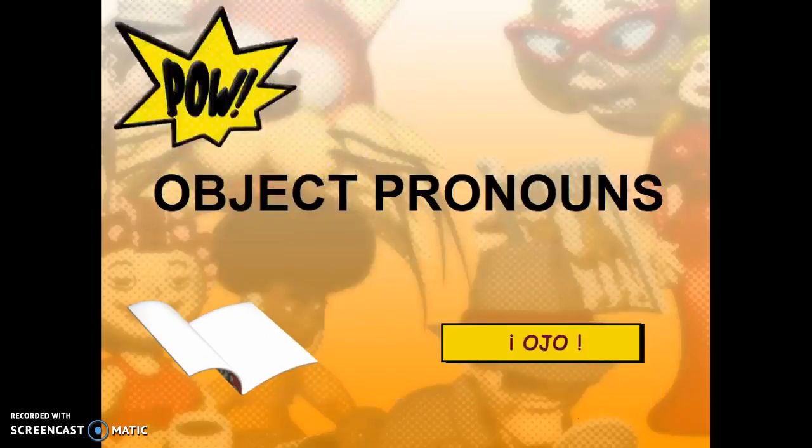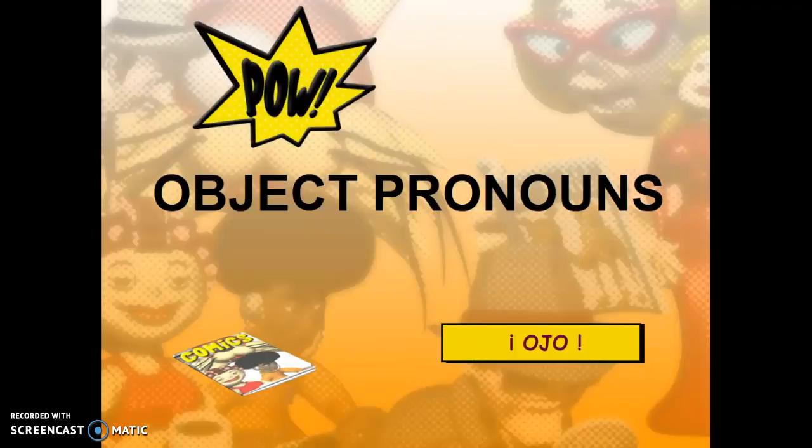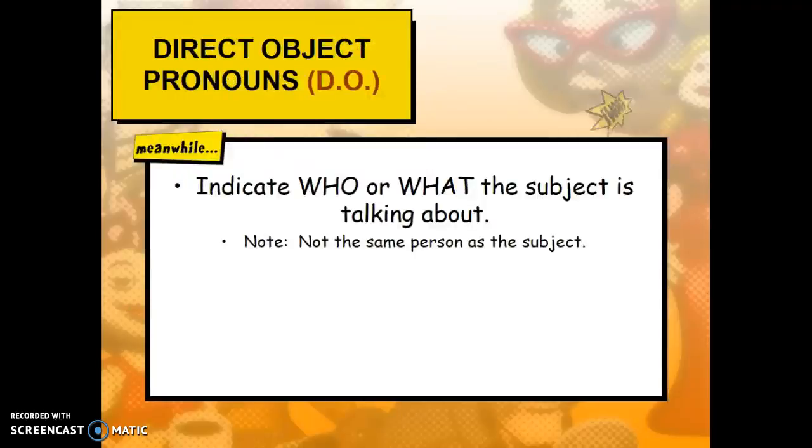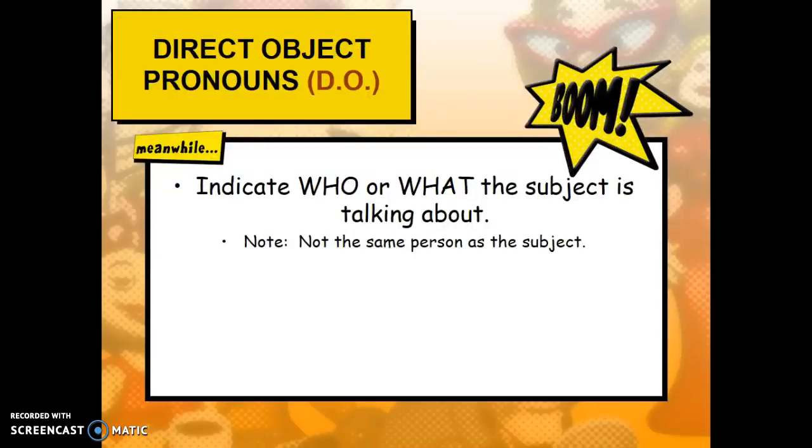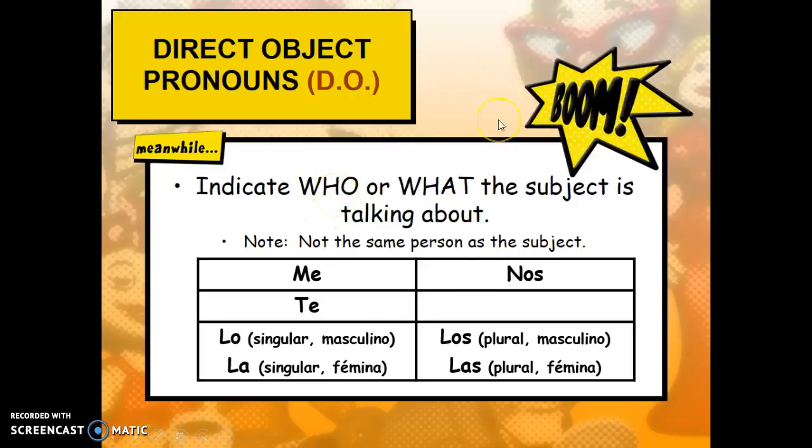So let's look at what object pronouns are. You already know what some of these are, or what they are in general. You know the direct object pronoun, DO, remember? DO, direct object pronoun. This is what the direct object pronoun expresses. It indicates who or what the subject is talking about. Note to self, not the same person as the subject.